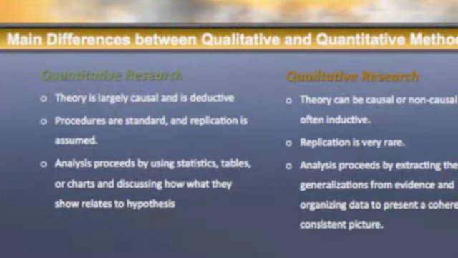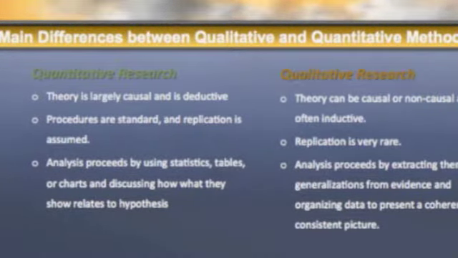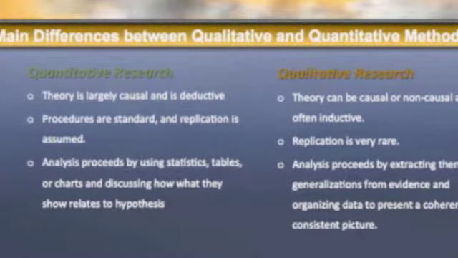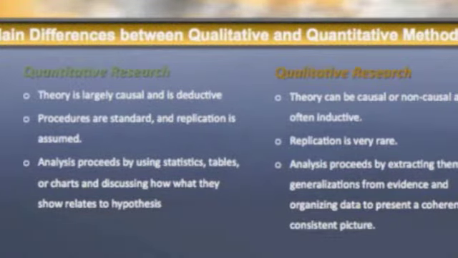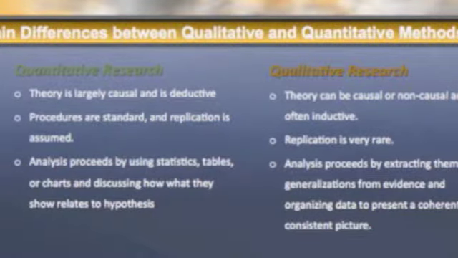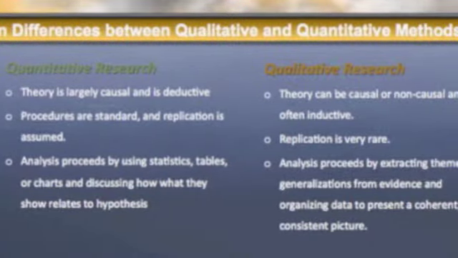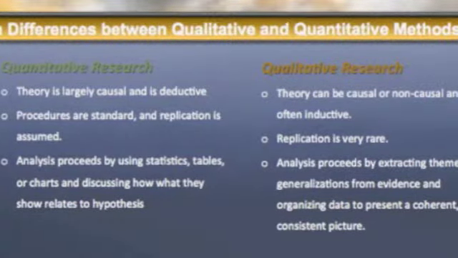Okay, we're continuing on with these main differences. Quantitative theory is causal and usually is a deductive type quality. The procedures are more standard. It's assumed that there's going to be replication of that study. Analysis proceeds by using statistics and tables or charts and discussing what they show as it relates to the hypotheses.